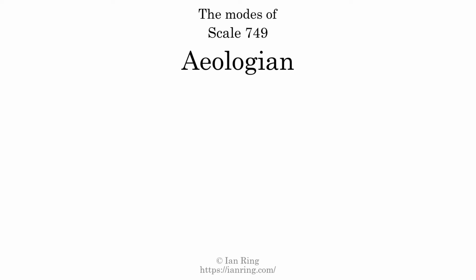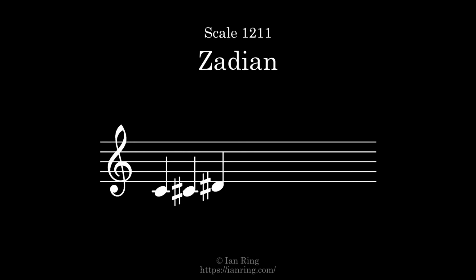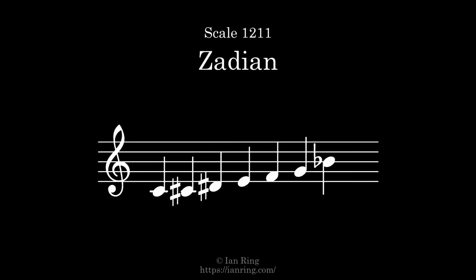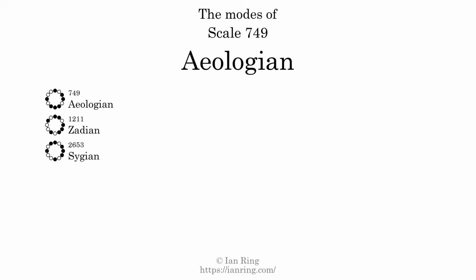This scale has 7 modes. The first mode is itself. The second mode is scale 1211, also known as Zadian. It sounds like this. The third mode is scale 2653, also known as Stygian. It sounds like this.